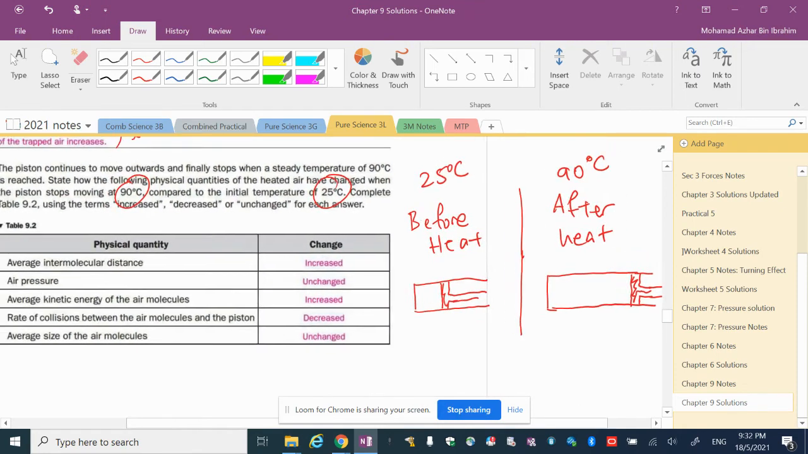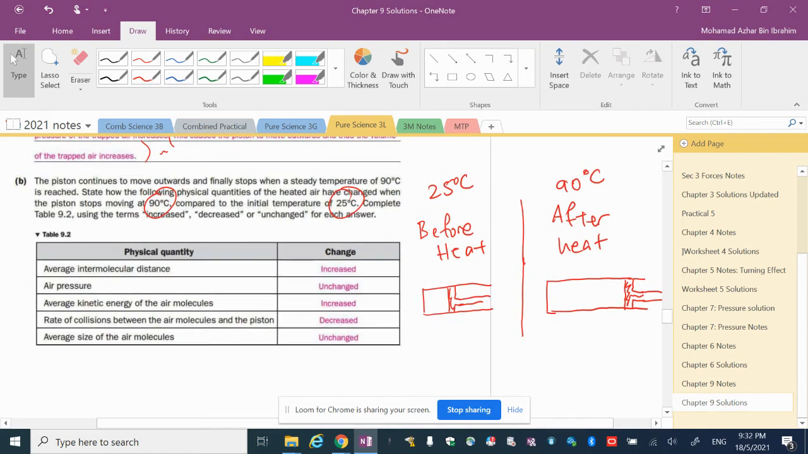First and foremost, we solve the very easy ones because the number of molecules have not changed before heating and after heating, but the volume has increased for this portion after heating. All right, therefore you expect that the intermolecular distance will be more, because same number of molecules but the volume is much larger, so this one increases. So this one is fine. All right, average size of molecule, heating does nothing for the size of the air molecules. All right, so unchanged.